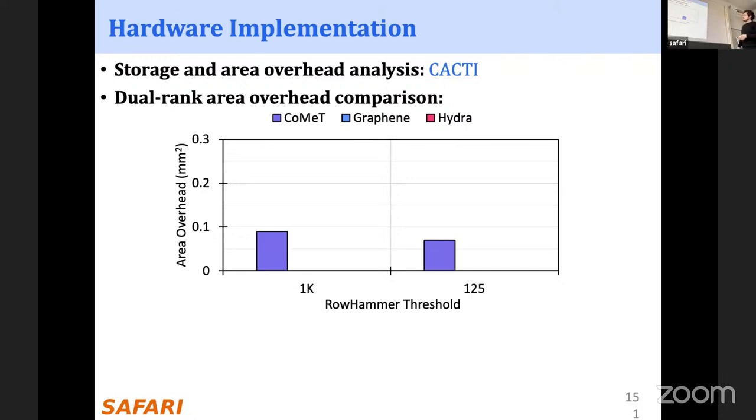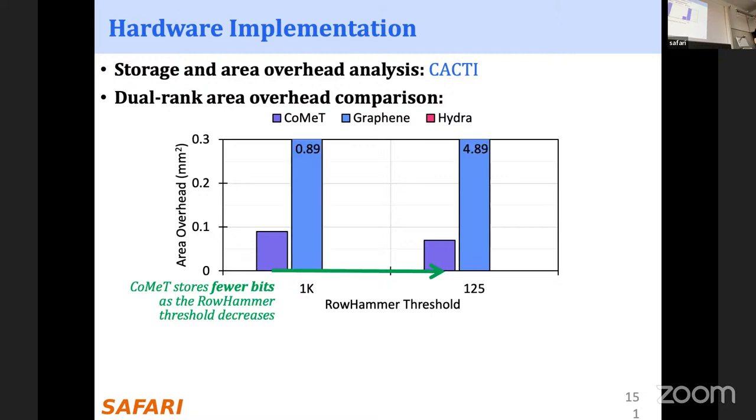So CoMeT is like this. As the RowHammer threshold reduces, CoMeT's area overhead also reduces, because the number of bits you need to count up to 1,000 is more than the number of bits you need to count up to 125. That's the RowHammer threshold. And Graphene's overhead increases because it needs to implement many more counters.